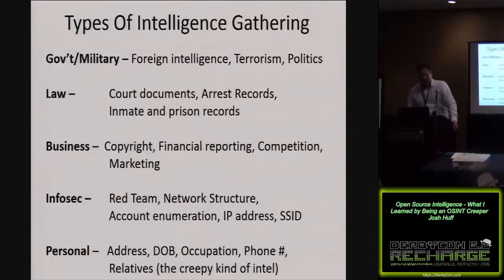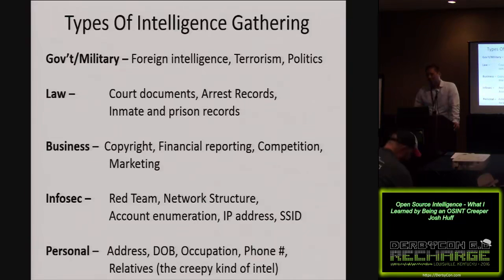OSINT's broken down in a couple different areas that make it interesting to a lot of different people. Government and military, they're going to be paying attention to information out there for foreign intelligence, stuff on terrorism, politics. In law, we're going to see court documents, arrest records, inmate and prison records, that kind of stuff. Business, you're going to be seeing copyright information, financial reporting, competition and marketing type stuff. The security community, we all know red teaming, going to be looking at network structures, account enumerations, IP addresses, SSIDs. And then there's the personal stuff, addresses, date of birth, what you do for a living, who your family is, that's the creepy stuff.